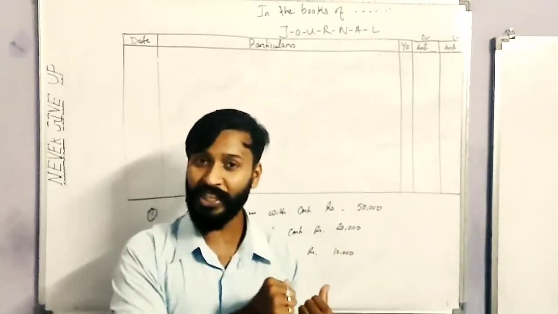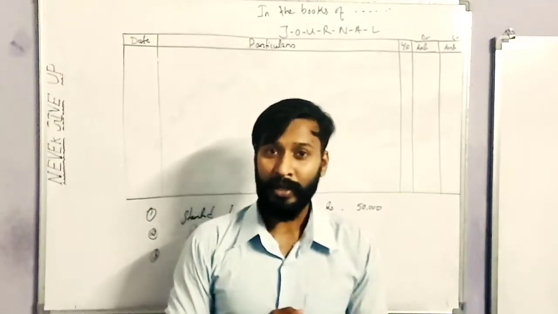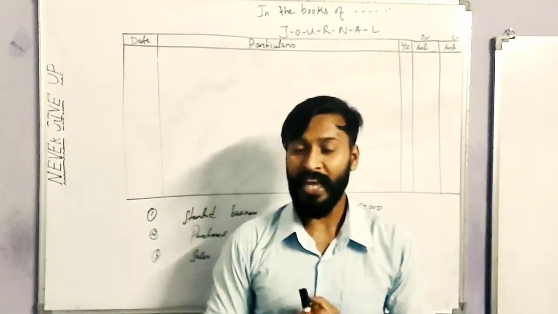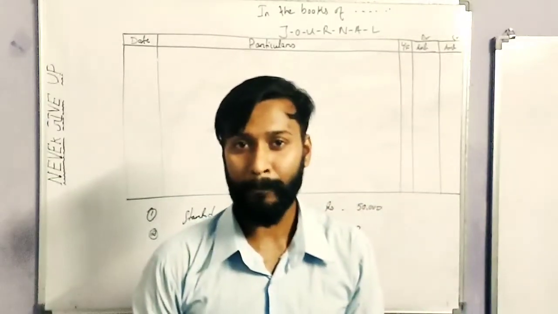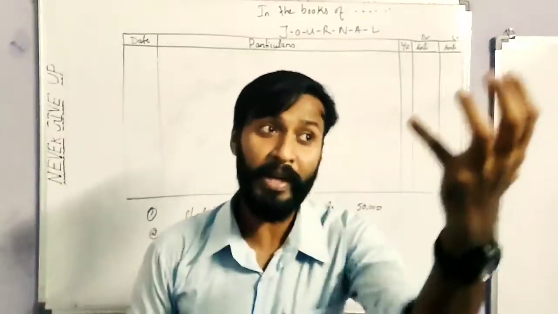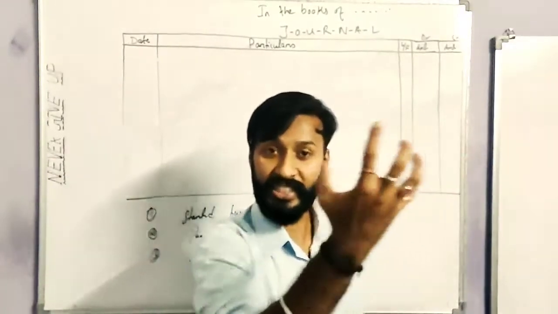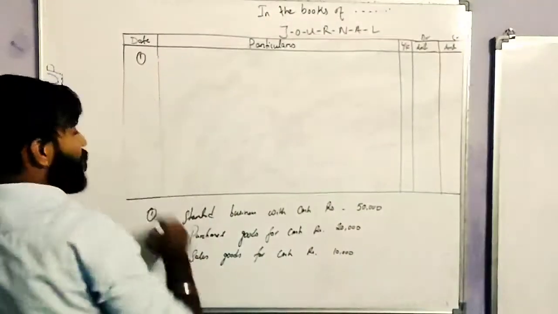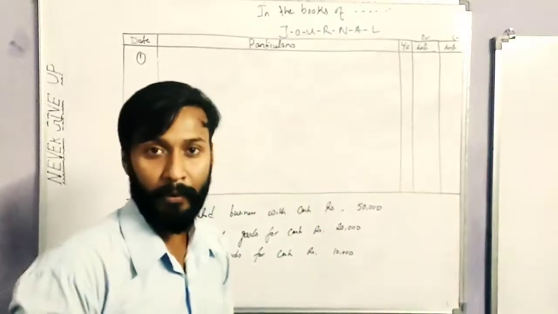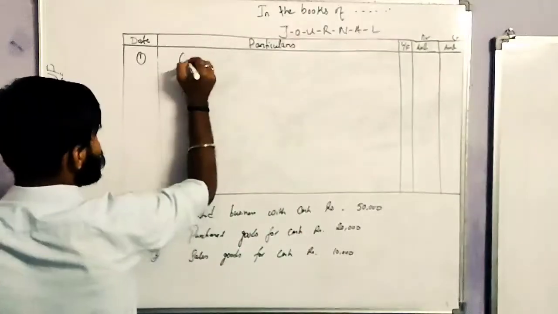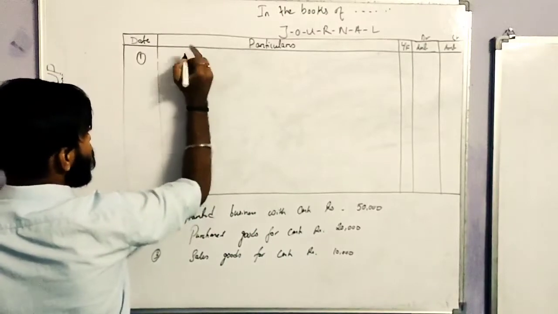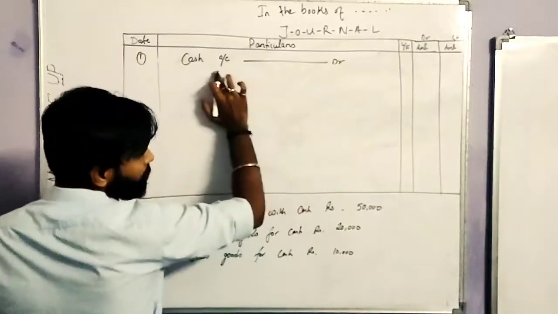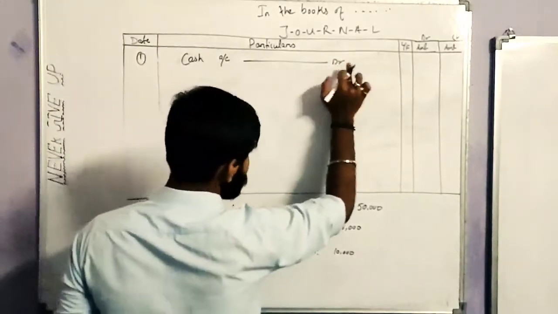So according to the transaction, cash is coming in the business. Cash is a real account, and the golden rule of real account is debit what comes in. So cash will be debited. If the date is not given, then write the serial number of the transaction. So, cash account debit.